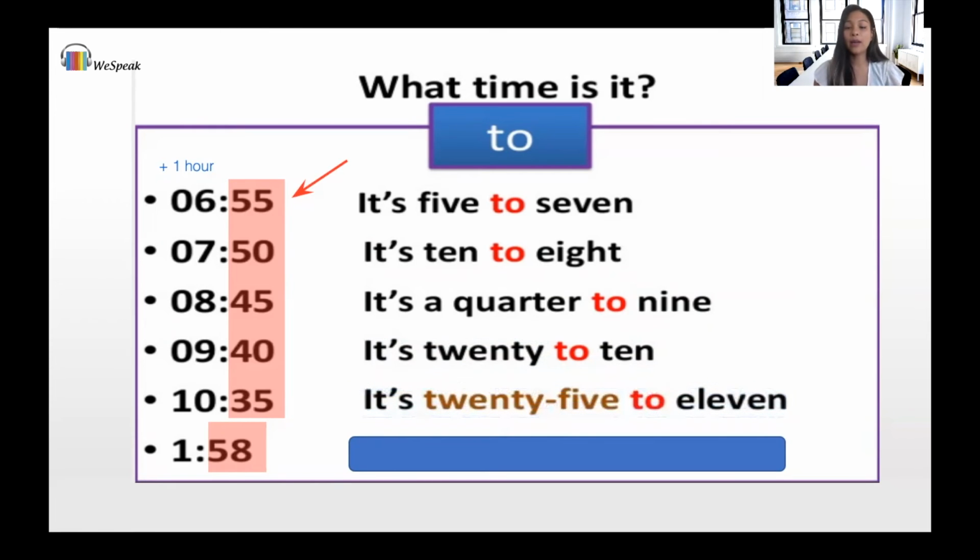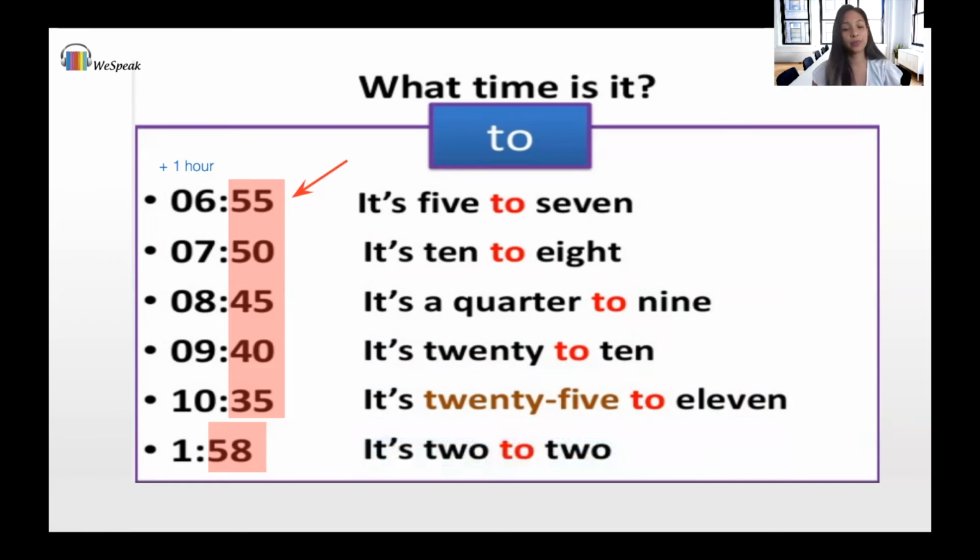It's 25 to 11. It's 2 to 2. This last one sounds a little funny, but that's the way it is. 2 minutes. If I have 58, only 2 minutes left for the next hour. It's 2 to 2.